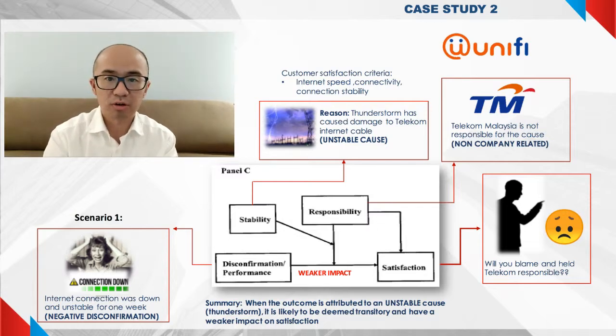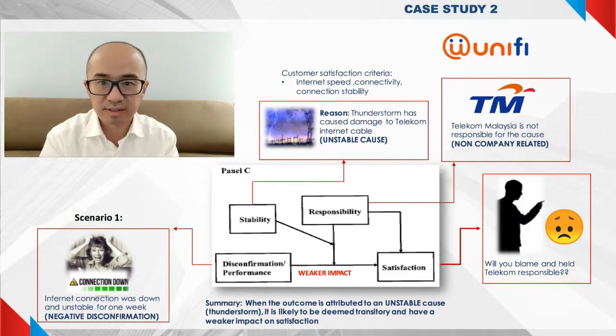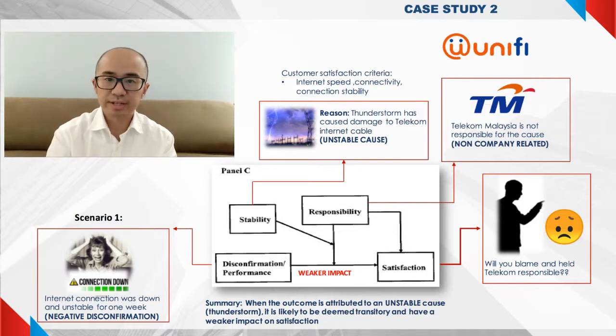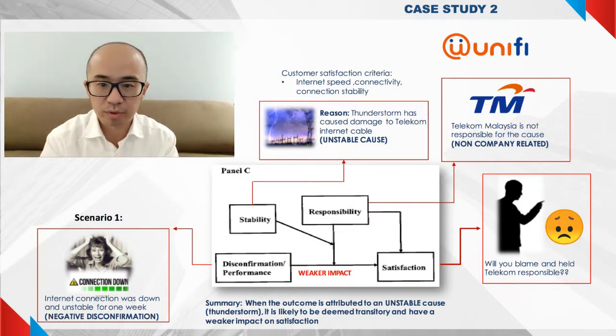Why? Because all of us know that this happened due to an accident, and this accident is something that's uncontrollable by Telecom Malaysia. So again, this relates back to the attribution model, whereby the damage caused by the thunderstorm is an unstable cause. Unstable cause is basically unpredictable and happens due to bad luck. In this case, Telecom Malaysia will not be responsible for the negative disconfirmation, which means the negative disconfirmation occurs due to non-company related factors.